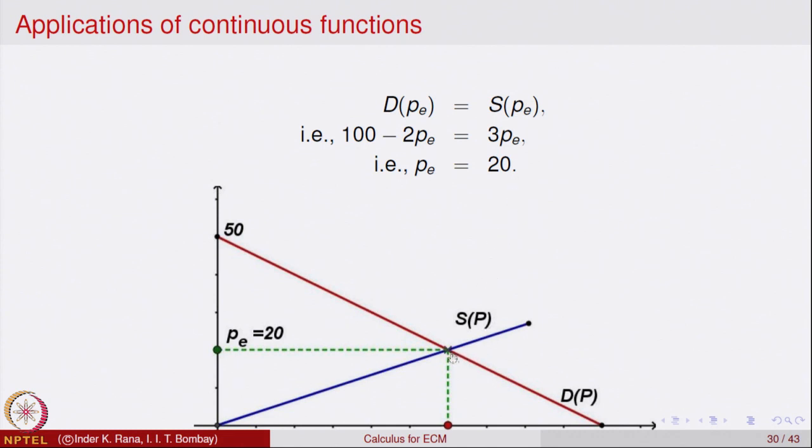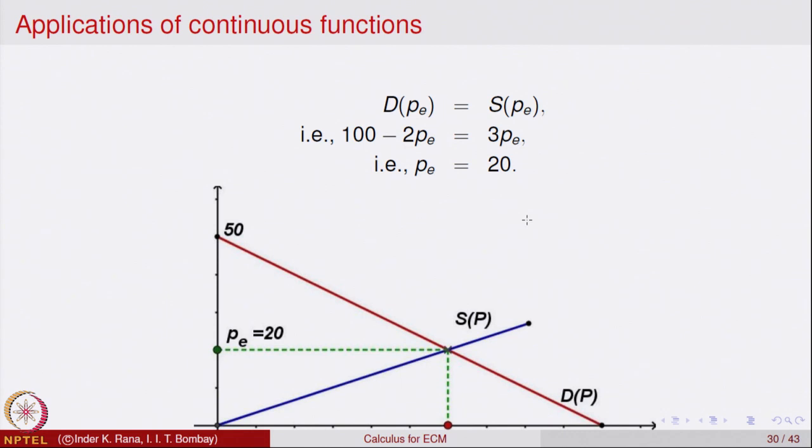So, wherever they cross, that is a point P of E. That is a common point, a point of equilibrium where demand is equal to the supply. So, that is P of E. That is solving it geometrically, or solving it by a system of linear equations.